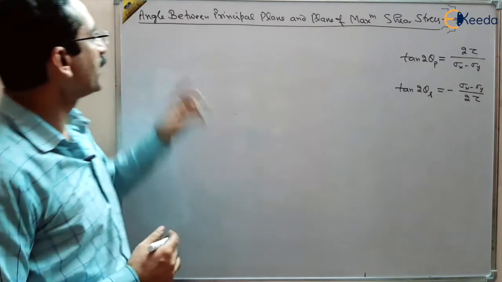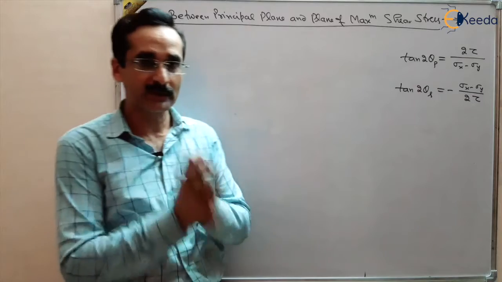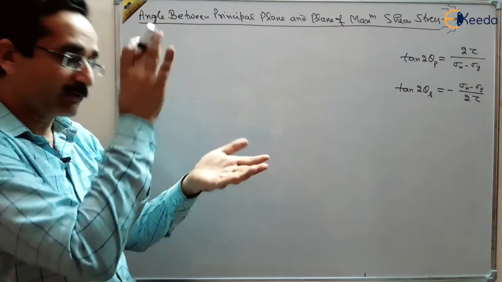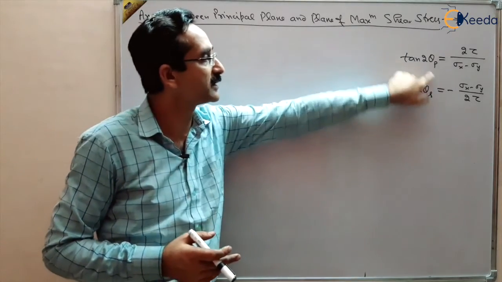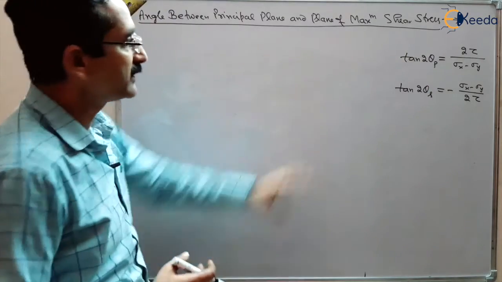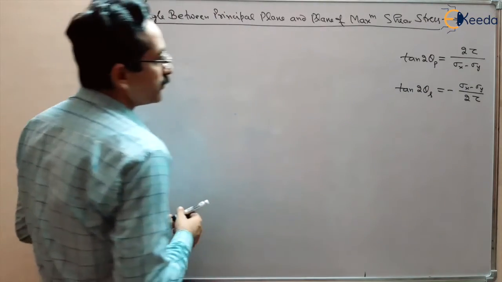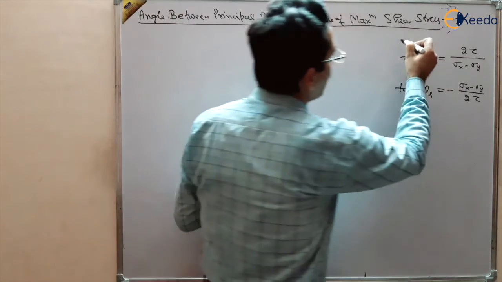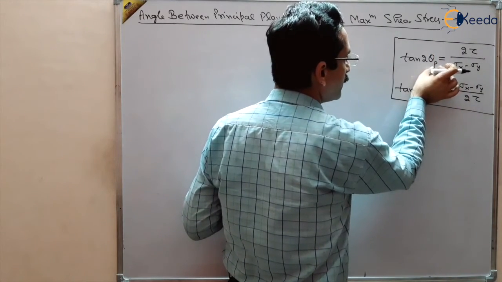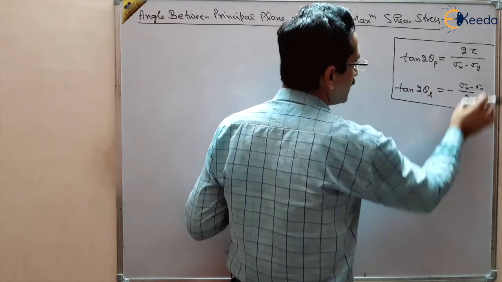Now in this topic we want to find out the angle between these two planes. There is a plane of maximum shear stress and there is a plane of principal stress. So what is the angle between these two? There is a definite angle between the plane of maximum shear stress and the plane of maximum principal or normal stress, right? So what is the relation between these two angles? Here we want to find out this relation. We have already derived these two equations. Theta p is the angle of the principal plane and theta s is the angle of the plane of maximum shear stress. So there is some relation between the two.